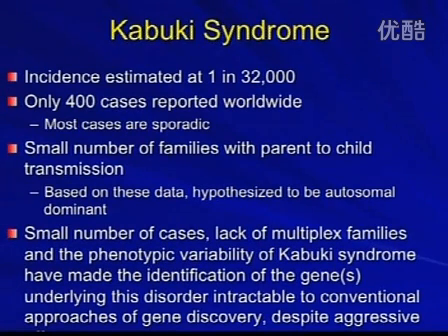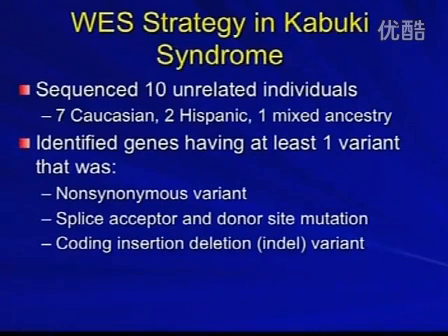So there's variability in what these kids look like, and the speculation was there might be some misdiagnosis among these kids. This is so rare. Do all clinicians make this diagnosis correctly? So there was a little bit of concern whether or not this gene could be found. The approach they took was to sequence 10 unrelated kids, all of whom were reported to have Kabuki syndrome. There were 7 Caucasian, 2 Hispanic, and 1 child of mixed ancestry.